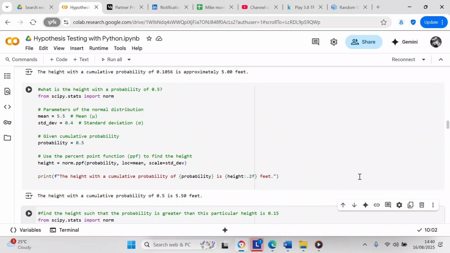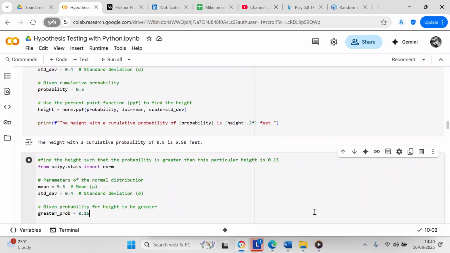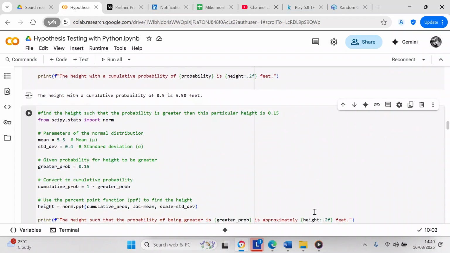So height equals norm dot ppf, that's percent point function. Probability of 0.5, loc equals the mean of 5.5, and scale equals the standard deviation. So we're going to print the height with the cumulative probability of probability is height feet. And so its cumulative probability of 0.5 is 5.5 feet. So we're going to solve and ask another question.